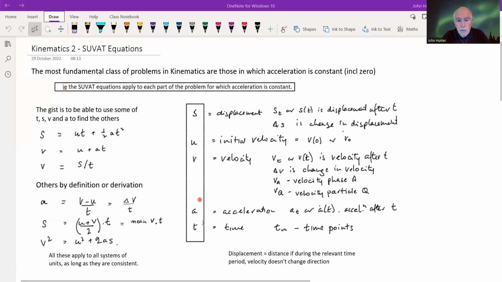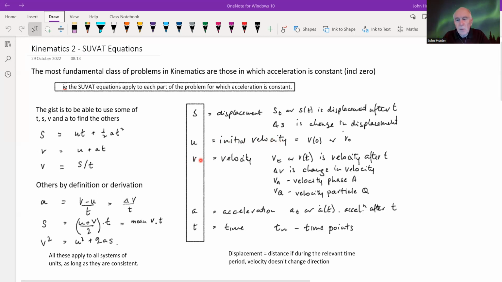Let's have a look at the parameters and variables first of all. To go through these: S is displacement. U is initial velocity. We usually use U for initial velocity. We may not always be able to do that for various reasons.